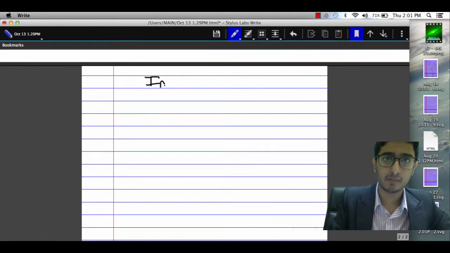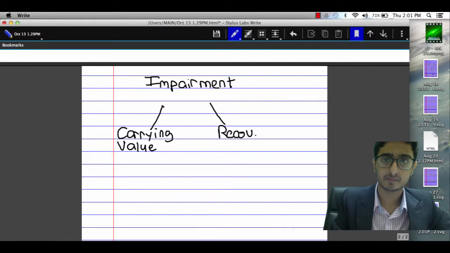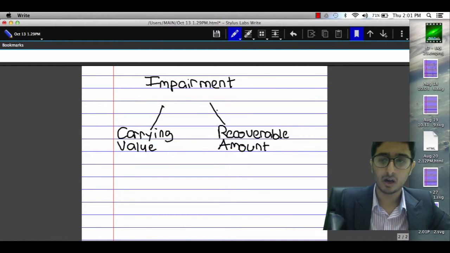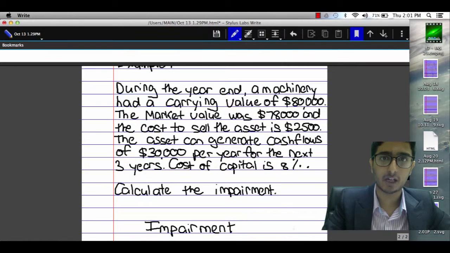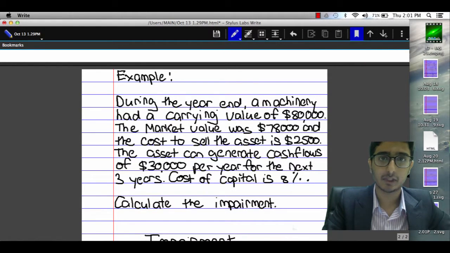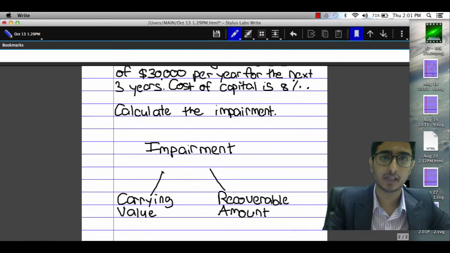Now, let me repeat again. When it comes to impairment, we compare two things. One is my carrying value. One is my recoverable amount. Now, according to this question, the carrying value is already given. It says a machinery had a carrying value of $80,000.